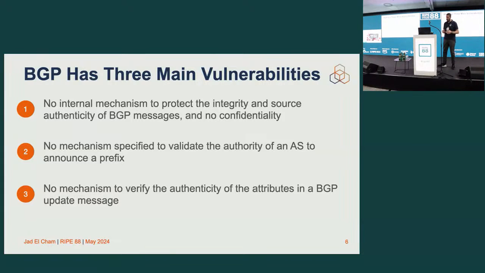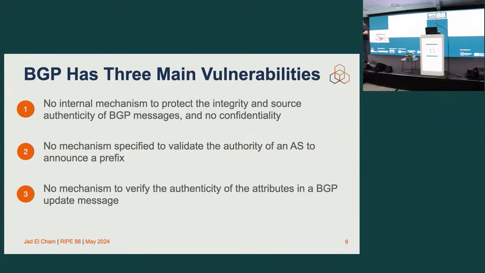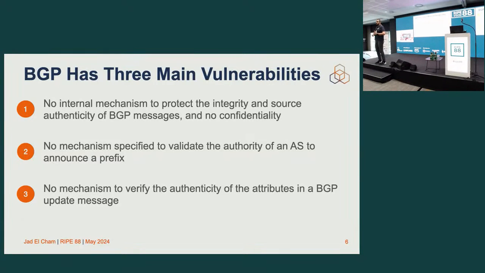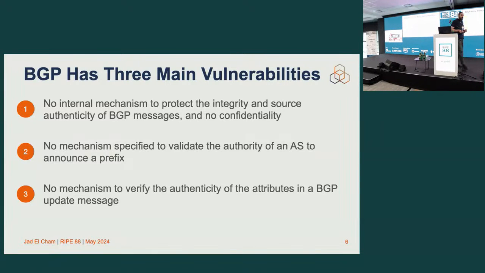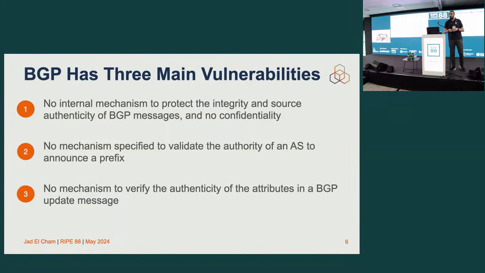Now, the second and probably one of the worst vulnerabilities is that within BGP itself, there are no mechanisms to validate the authority of a certain autonomous system to announce a certain IP address. So basically, on my BGP session, I can pretend to be whoever I want. I can start announcing whichever IP addresses from whatever AS that I want. And thirdly, not only can we not verify the authenticity of the origin, but also there is information in BGP related to the path.